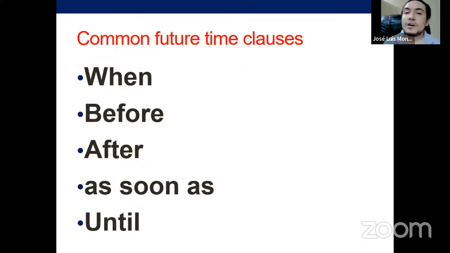So, common future time clauses: when, before, after, as soon as, until. We can use these words to introduce our time clause. So, I will travel to the US when I get to pass the TOEFL. I will do this before you finish. I will do that after something starts.